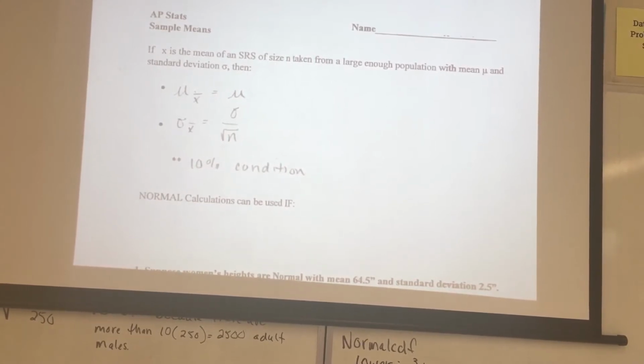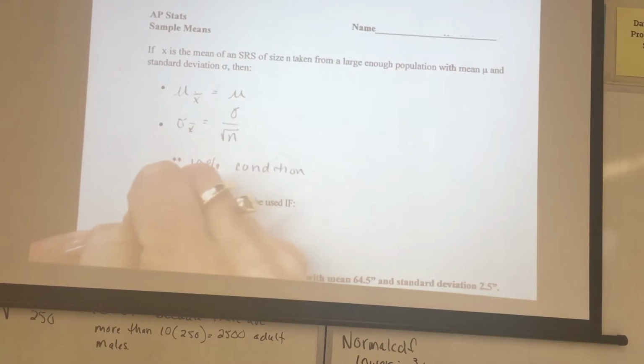Here are the criteria that will allow you to use normal calculations. This is different than proportions. In proportions, we do the n times p and the n times 1 minus p, right? There's no p here, so we can't do that. So here are the conditions.